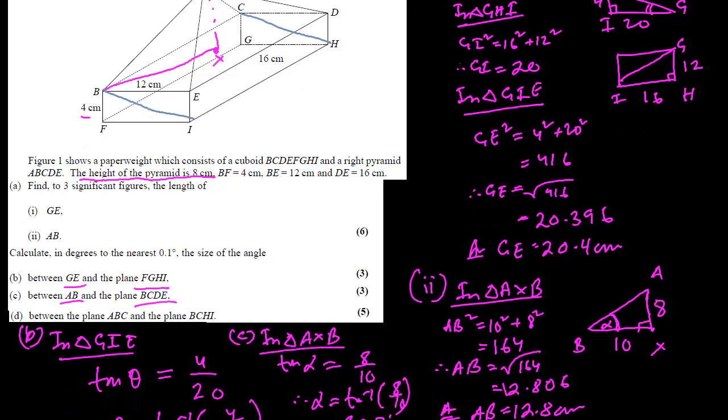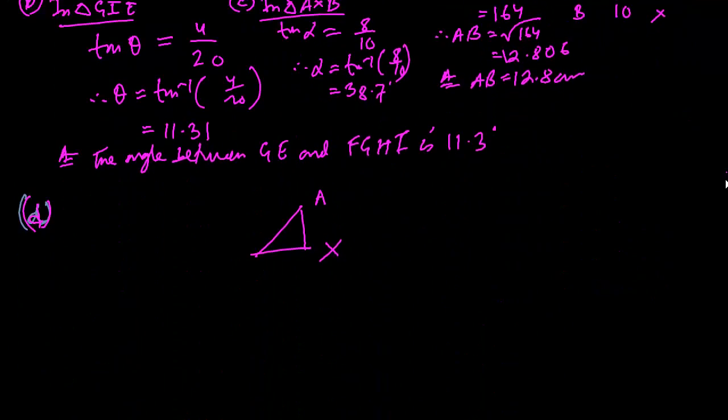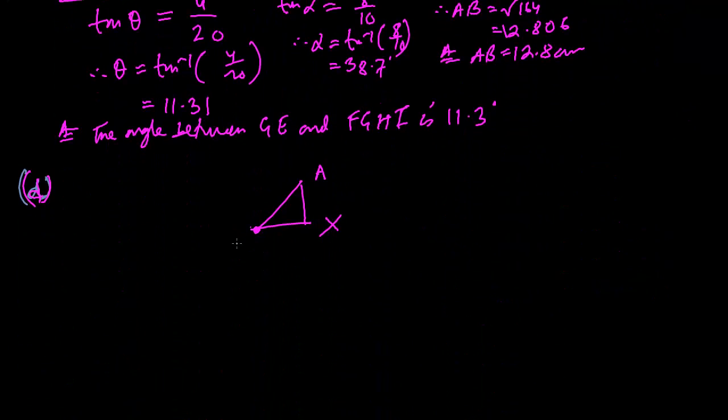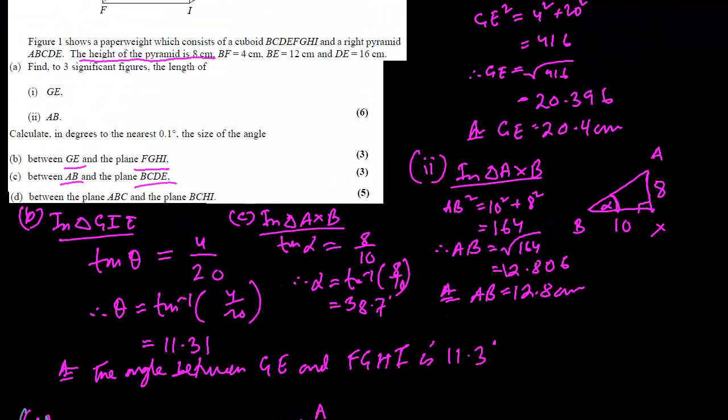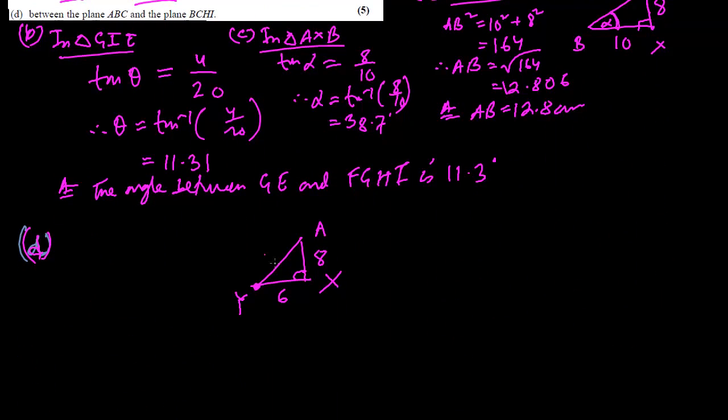So the first part would be question number D. So what we can do, we can take this triangle, this is X, and this is A, the tip of the pyramid, and this is going to be the midpoint of BC. So let me call this Y. So this is the height, 8, and this is 6. 6 is half of 12. This side is 12, and if we take half of that, that is going to be 6. So let's find this angle first.